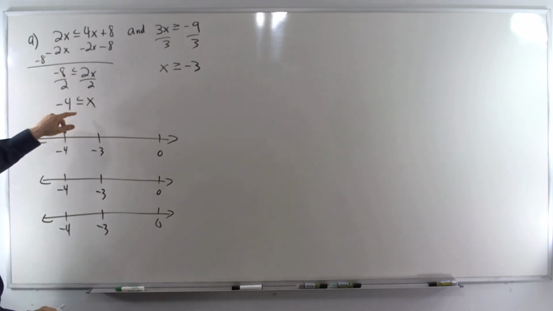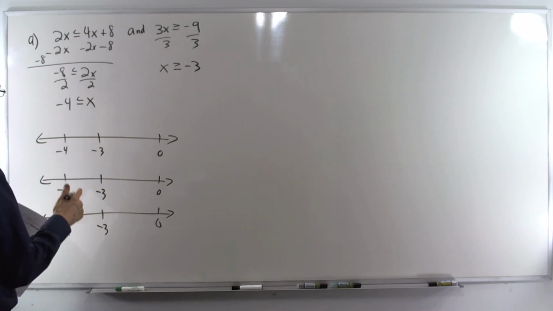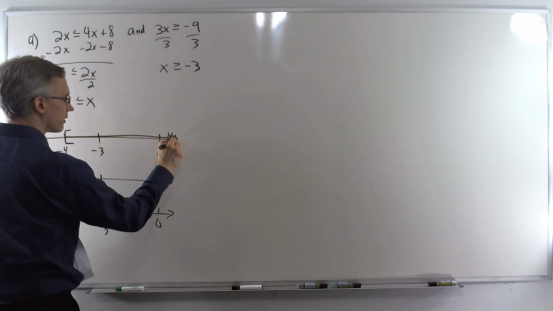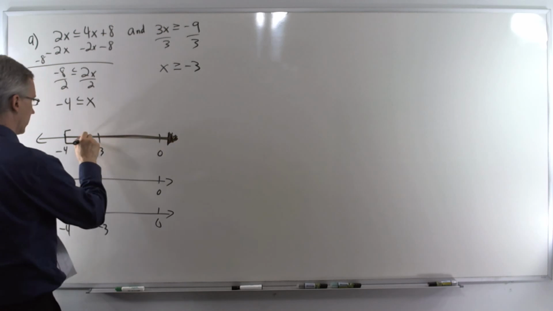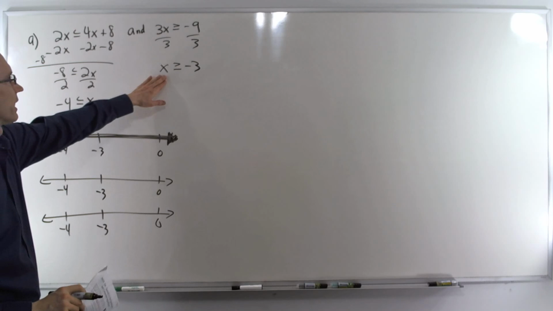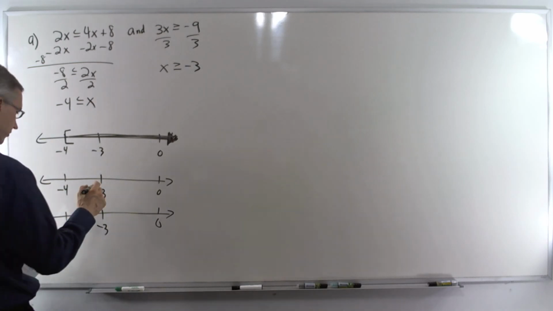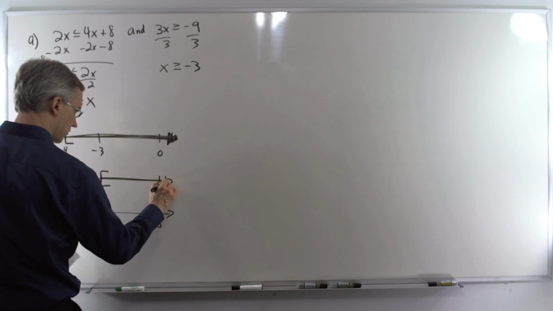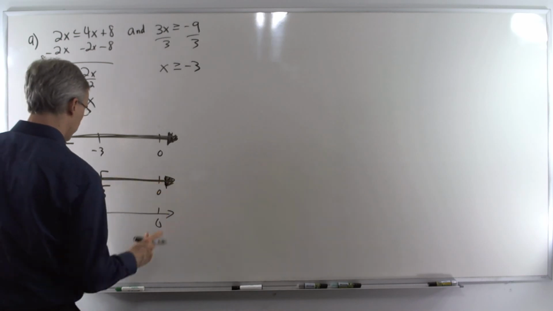So when we solve the first one, we get x is greater than or equal to -4. So graph this one, starting here, go all the way to the right. Here we got x greater than or equal to -3. All right, so there's the second graph.